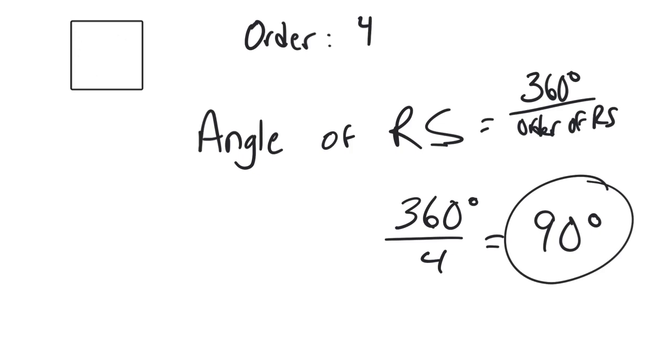You figure out what the order is. In this case, the order was 4, and then divide 360 by that. So 360 degrees divided by 4 gives us 90 degrees, which is the angle of rotational symmetry for this square. That's all you do.